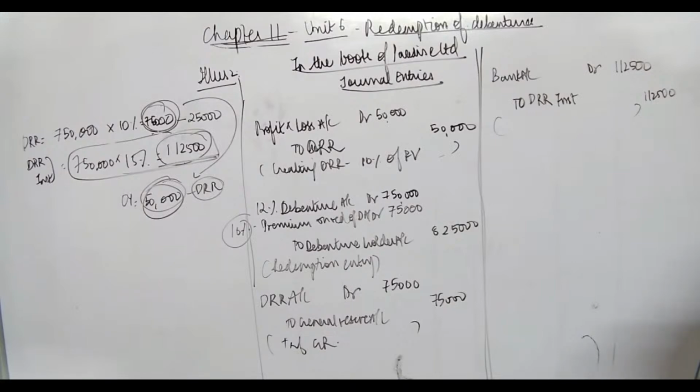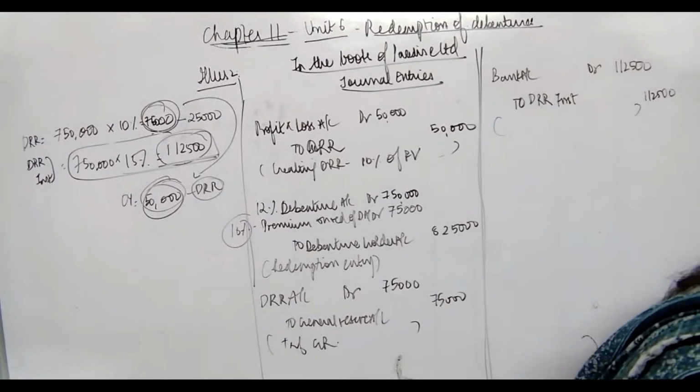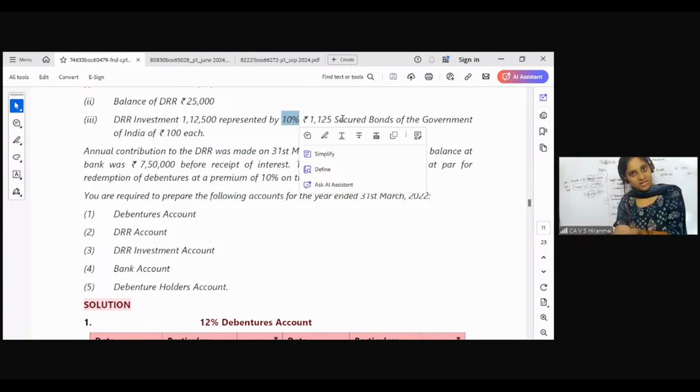But my dear students, there is one thing here that you people have to remember. One thing is that there is interest. Let me show it to you in the particular books. Then you will understand. All of you come here. Here it is the DRR investment of 1,12,500 represented by 10% secured debentures. That means on the bonds in which you have invested the 1,12,500, you will be receiving interest also. So you should record the interest entry.